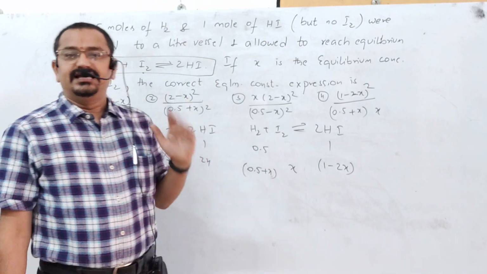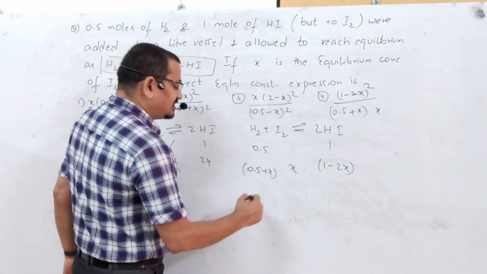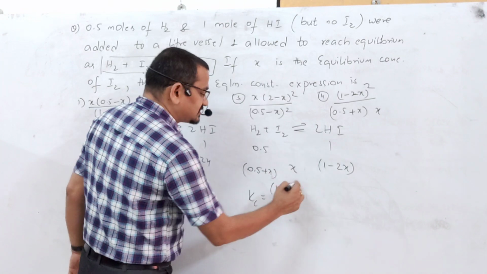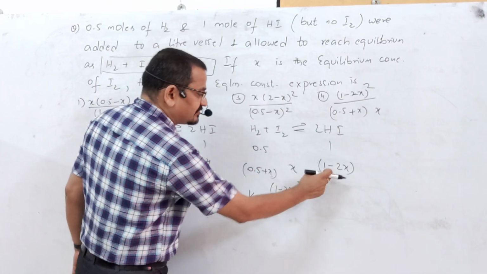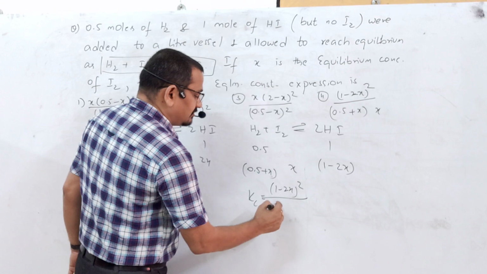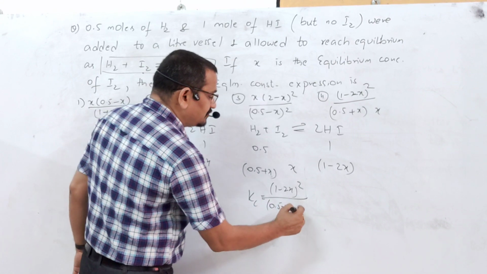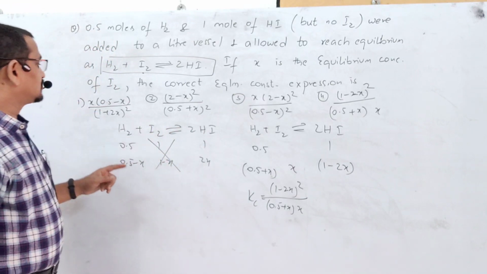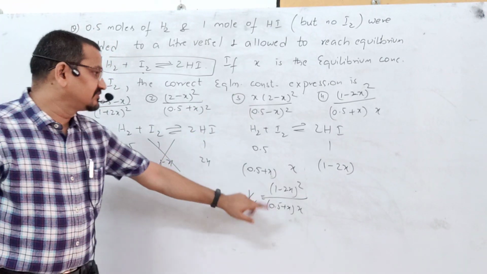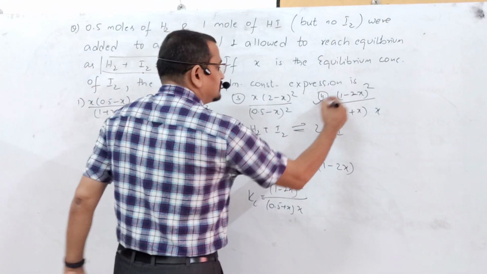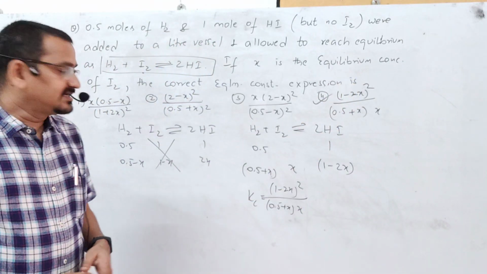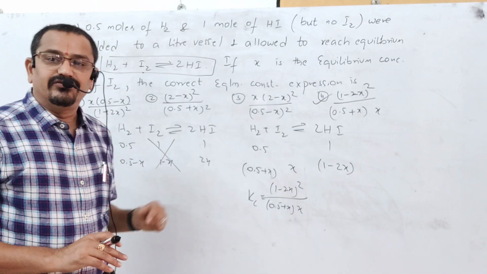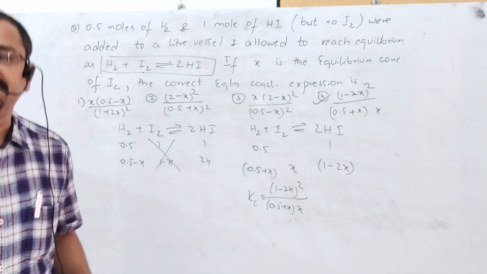Suppose equilibrium is established. Now, as it is in 1 liter, Kc expression can be given as 1 minus 2x, HI square. Concentration of HI square means 1 minus 2x whole square by 0.5 plus x into x. Right? So, where is this expression? 1 minus 2x whole square by x into 0.5 plus x. So, for this question, valid answer is option 4. So, in this way, observe the question properly before solving. Such cases also will be specified.